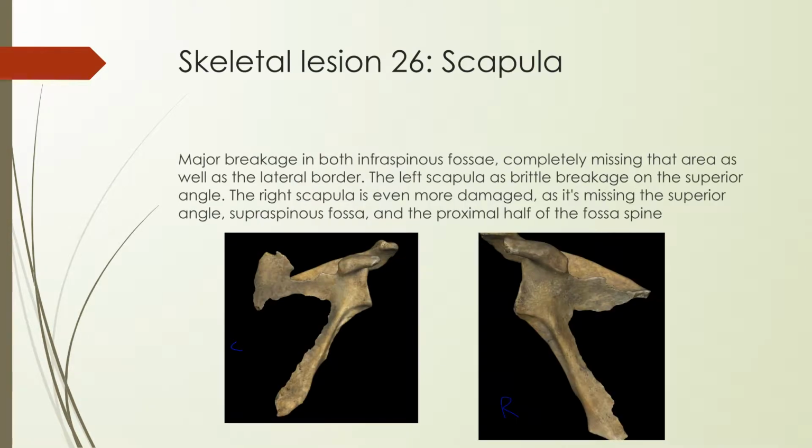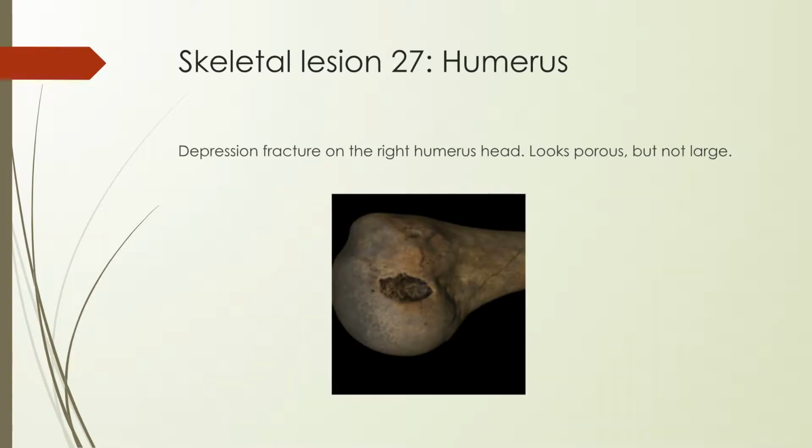For the scapula, there was major breakage in both the infraspinous fossae, a completely missing area, as well as the lateral border. The left scapula has brittle breakage on the superior angle, and the right scapula is even more damaged as it's missing the superior angle, supraspinous fossa, and the proximal half of the spine.